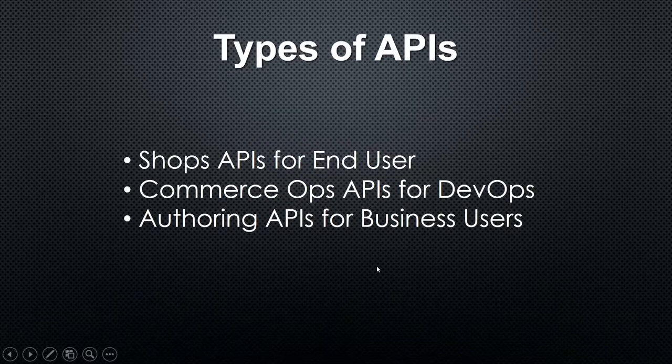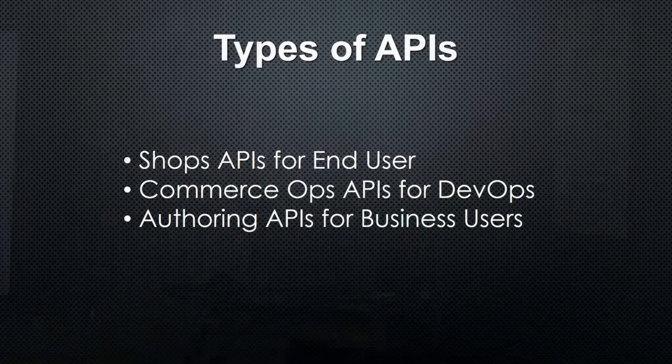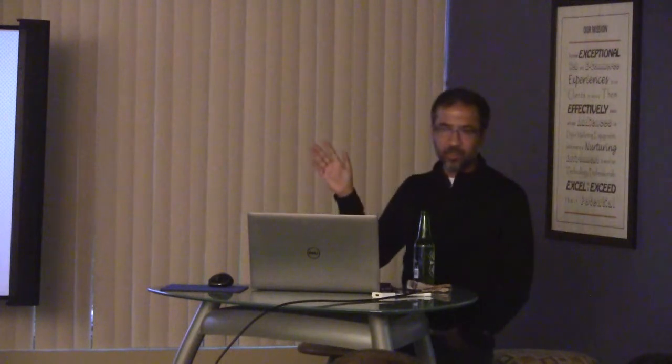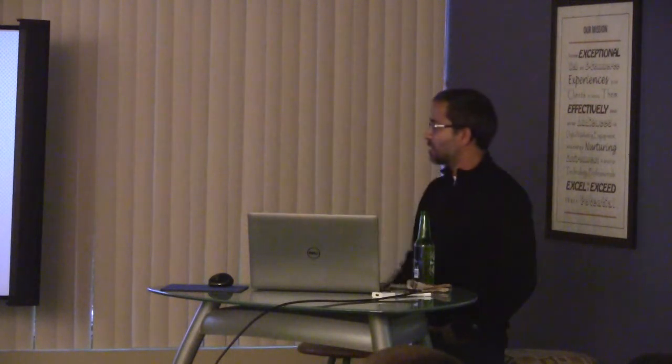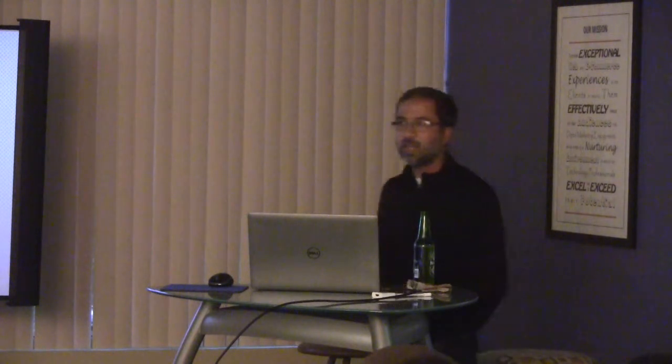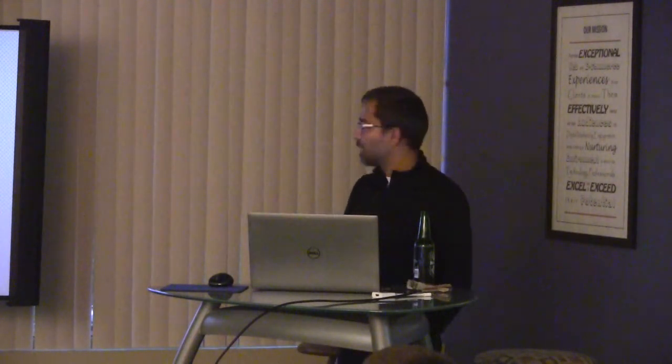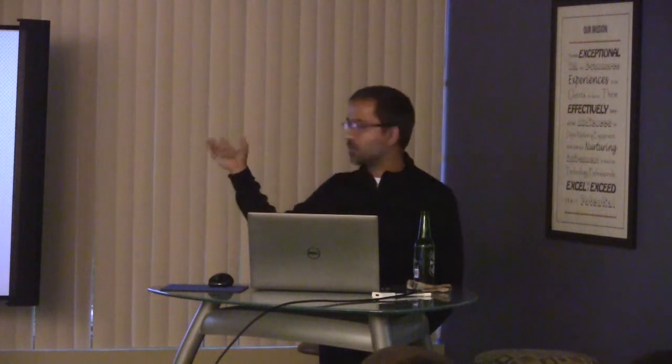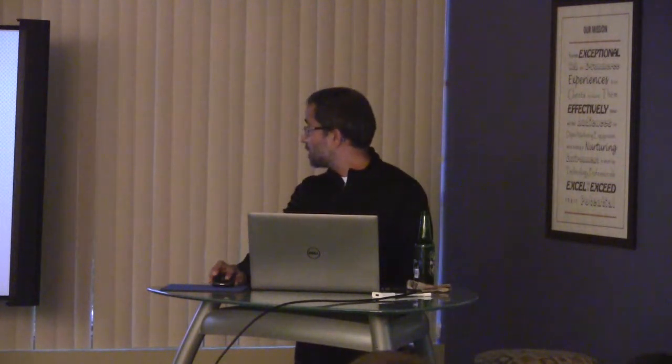Based on those roles, there are three kinds of APIs. Shop APIs are for the end user. It's just like, get me the product, show me the price, add it to cart. All those are shop APIs, checkout, etc. Commerce Ops APIs are for DevOps. Those are like, I want to create all these products, or I want to create a new environment, or create new profiles and stuff. You can do that using Commerce Ops APIs.